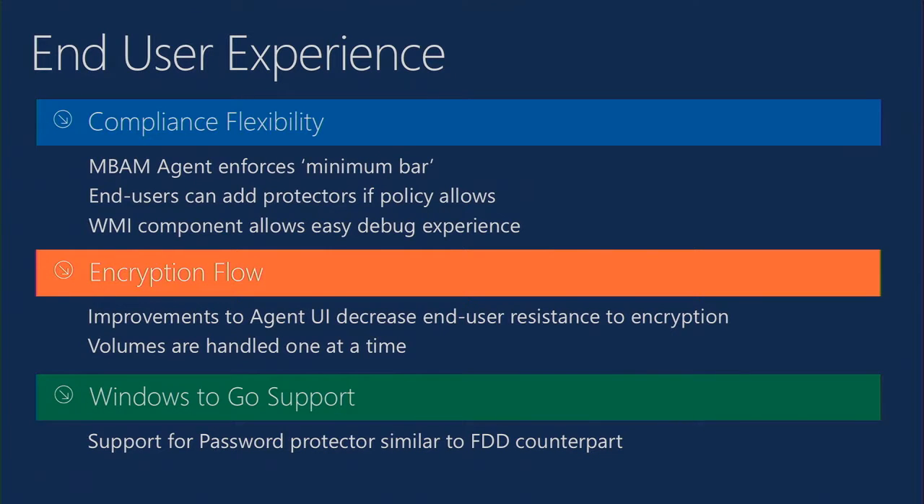And then finally, there's the support for Windows To Go. This is, again, a BitLocker function, so it's a new protector. It's a password protector for your OS drive. So it looks pretty similar to the password protector that you have for your FDD drive, but it basically replaces the TPM protector for the OS drive.